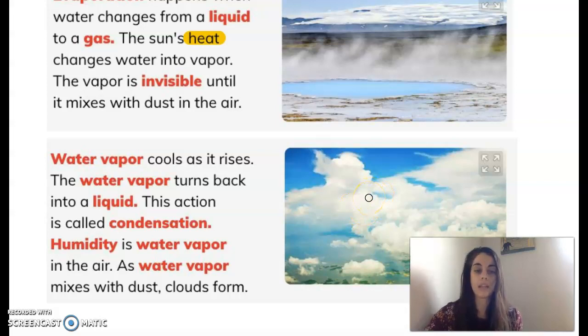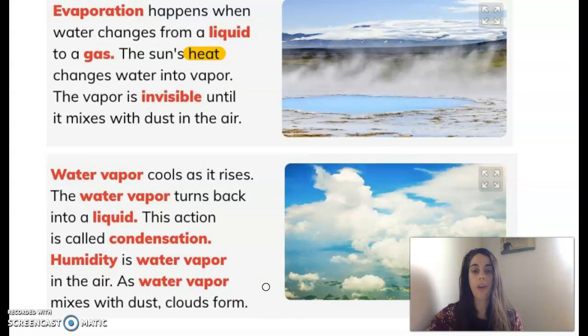Okay, now we're going to read together. Lea conmigo en voz alta. Water vapor cools as it rises. The water vapor turns back into a liquid. This action is called condensation. Humidity is water vapor in the air. As water vapor mixes with dust, clouds form. Good job. Now pause the video and read the text out loud on your own. Ahora dale pausa al video y lees el texto en voz alta.